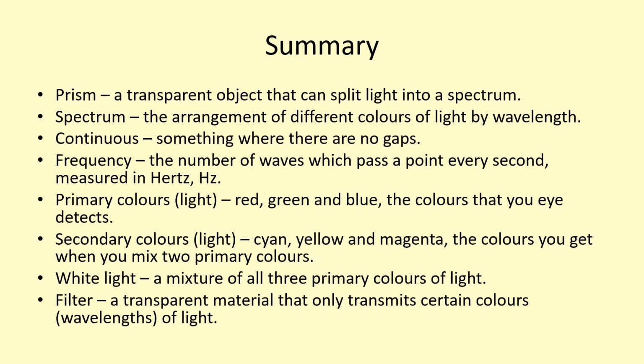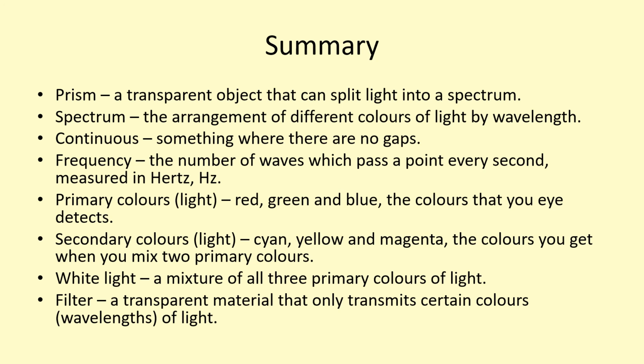Okay, here's our summary slide. So a prism is a transparent object that can split light into a spectrum. A spectrum is the arrangement of different colours of light by wavelength. Continuous is something where there are no gaps. Frequency is a number of waves which pass a point every second, and it's measured in hertz. The symbol for that is Hz.